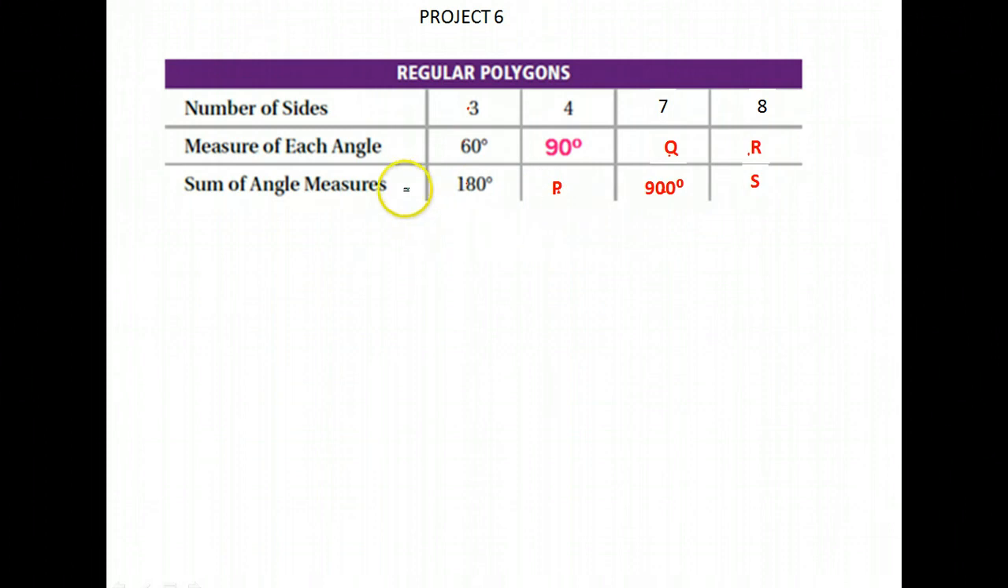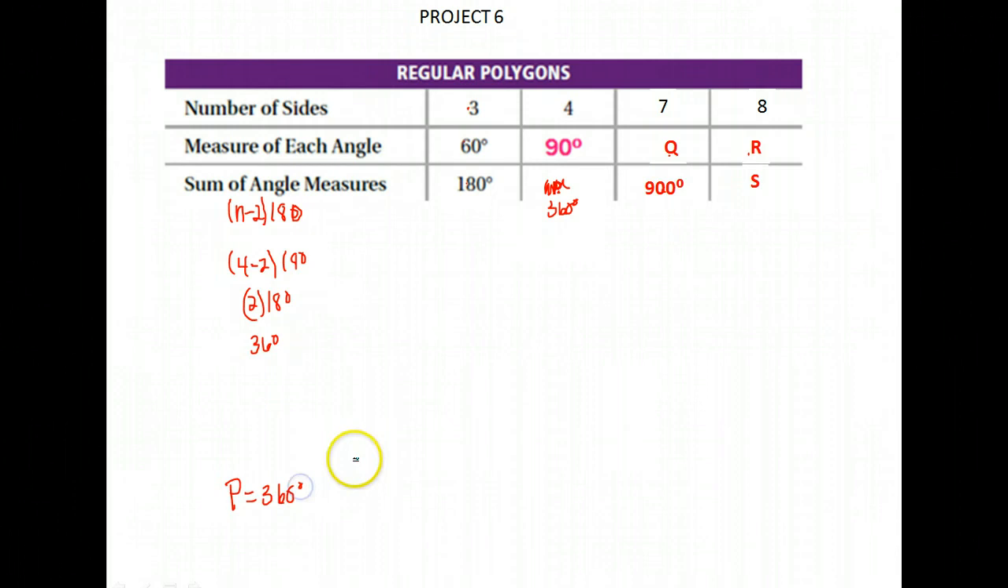So let's talk about how do we know what the sum of the measures of a polygon will be. Well, the sum of the measures of the angles is always the number of sides minus 2 times 180 for any polygon. So for example, this four-sided polygon here, we could find the sum of its measures, which is our missing space P. Okay, 4 minus 2 is 2. And 2 times 180 is 360. So right here, I would have 360. So far, I know P is 360 degrees.